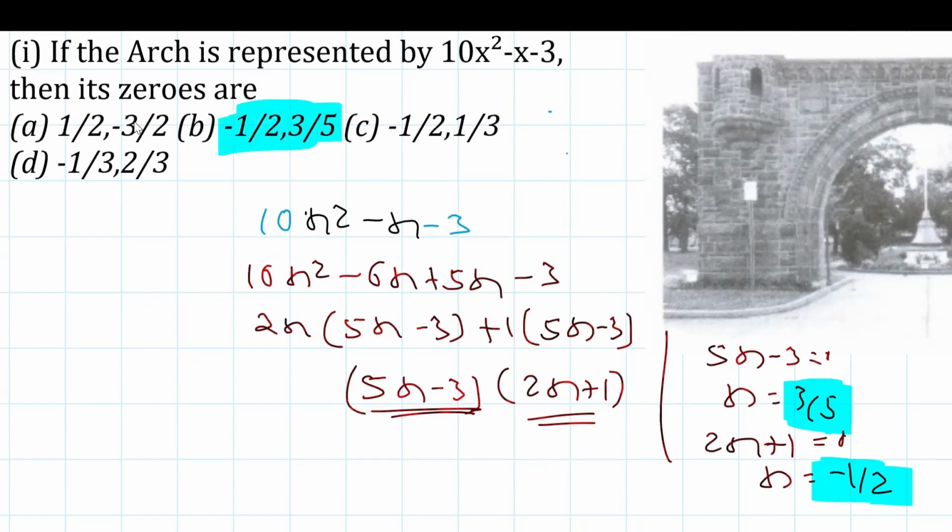So now we can say that negative half and 3 by 5 are the zeros. Now moving to the next part.